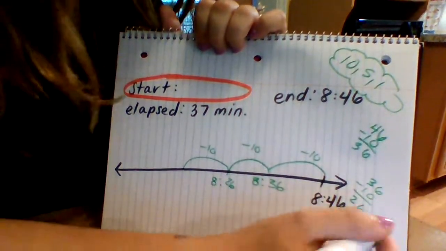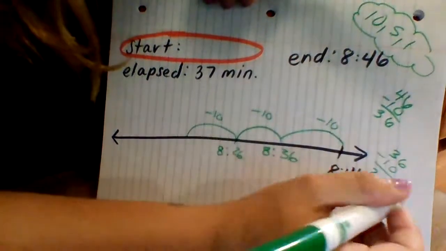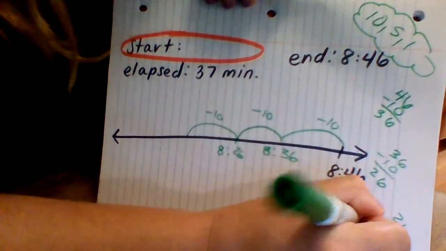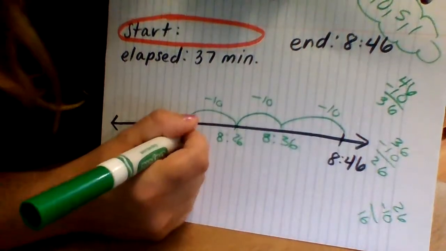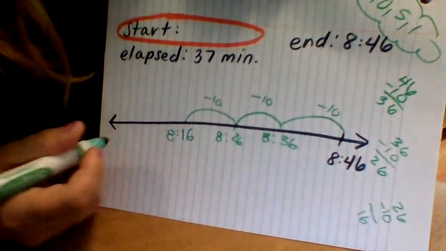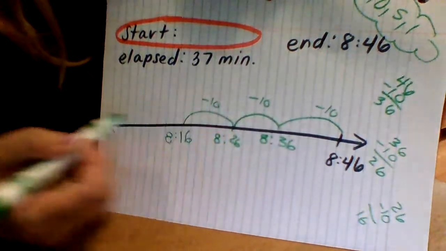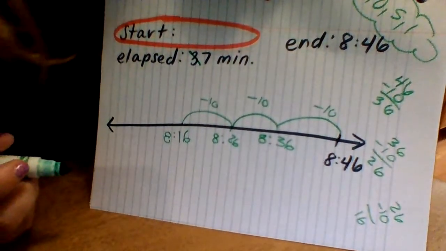So 26 minus 10, if you can't do it, you do it on your paper. 26 minus 10 is 16. And the hour still has not changed. Hour is still 8:16. I've taken away 10, 20, 30 minutes. So pretty much done with the 30 part of this time.